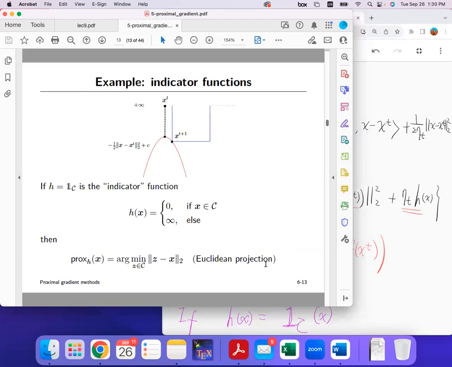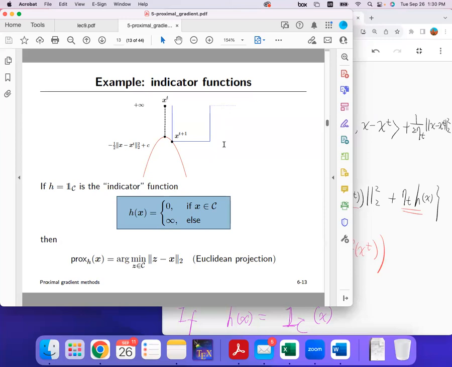And we have seen this. If H is the indicator function of a convex set, so specifically H takes this form. And this is an illustration of this H function. Let's say in one dimension, if the constraint C is an interval, then within this interval it is 0, and outside that it goes to infinity.